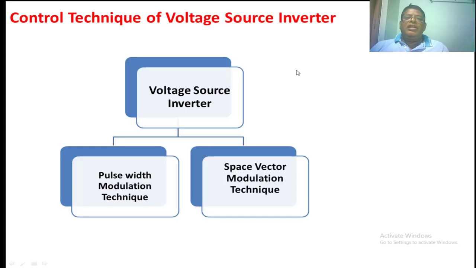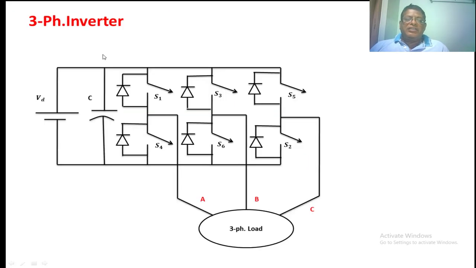It is broadly divided into two types: pulse width modulation technique, and another one is the phase vector modulation technique. In pulse width modulation technique, different control techniques are there, but we are focusing only on the sinusoidal pulse width modulation. Three-phase inverter consists of 6 switches S1 to S6.